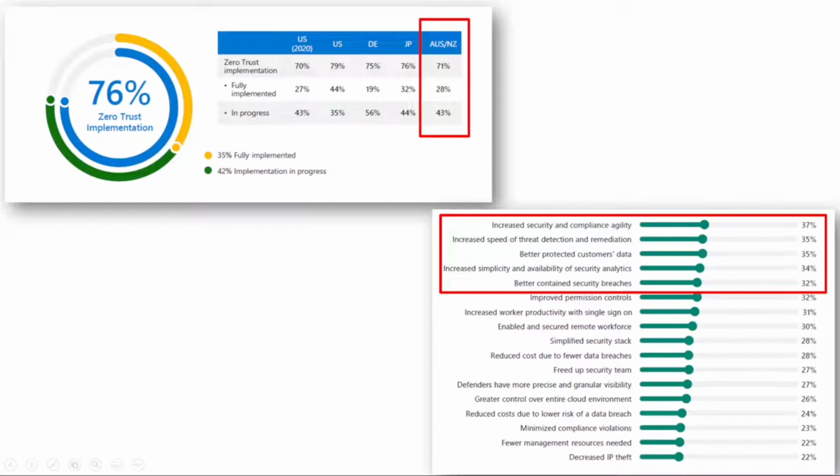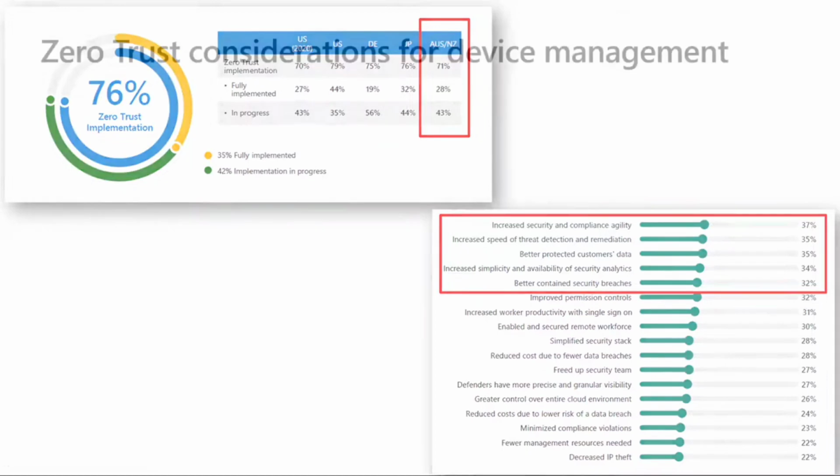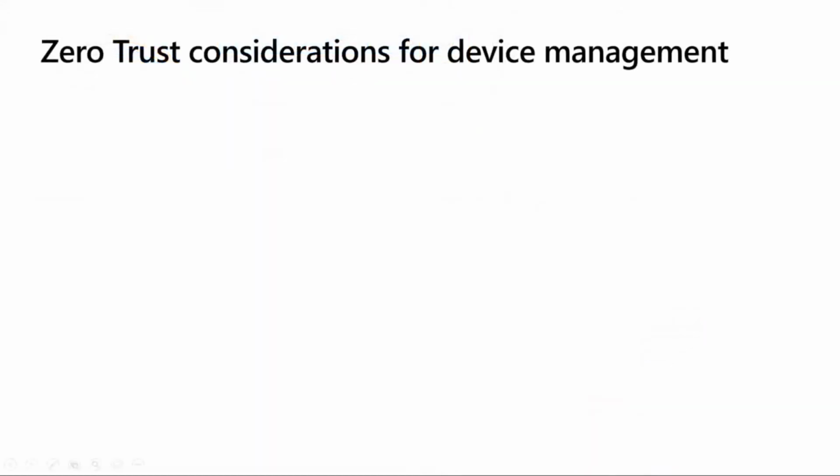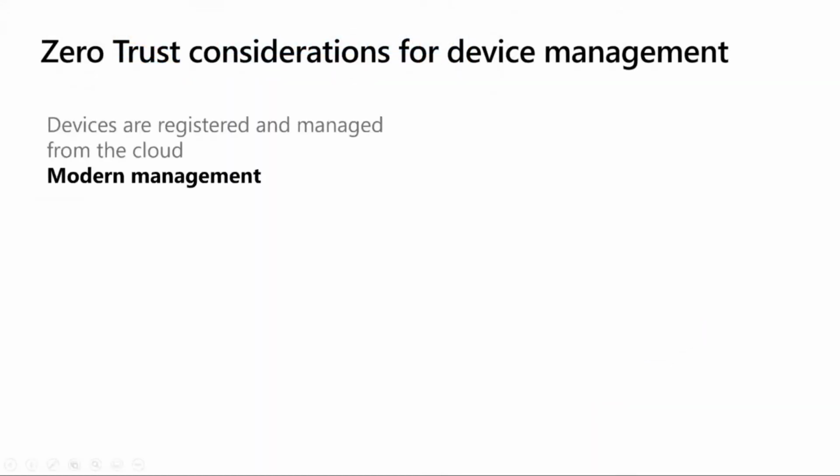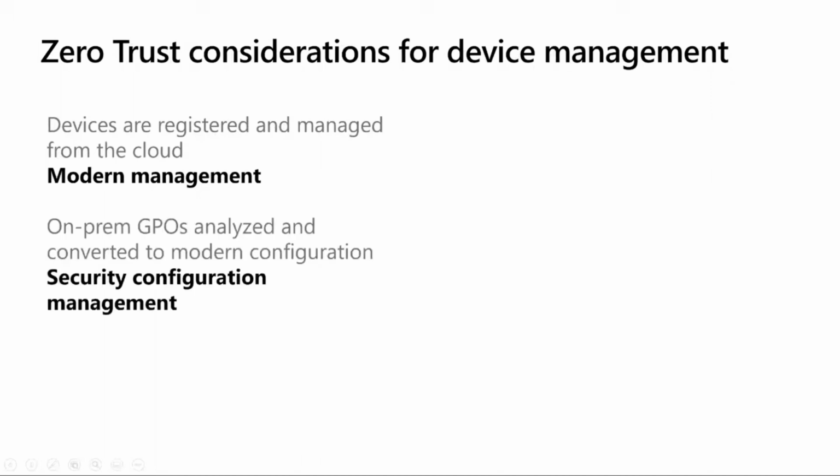And if you look at the bottom part of the screen, you will see increased security and compliance agility. These are some of the benefits of zero trust network architecture implementation. They've increased the speed of threat detection and remediation, and of course they're protecting the data in a much better way in that particular case.